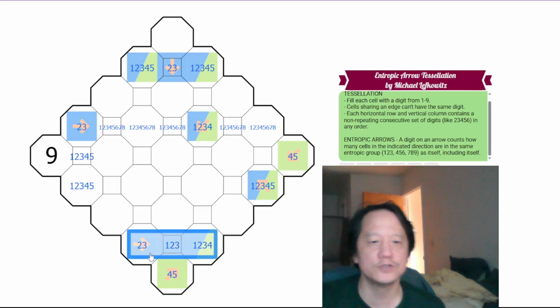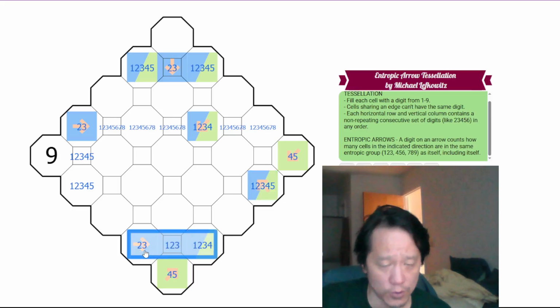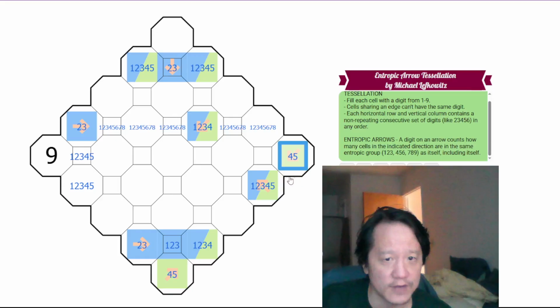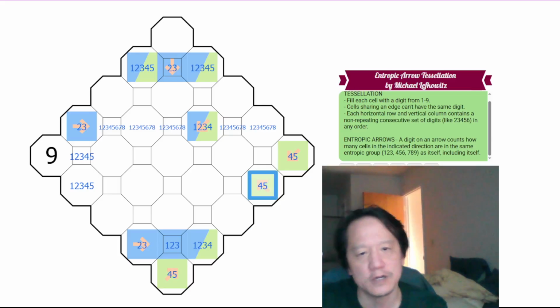So if this is 2, 3, 1, 2, 3, this is 4 and that's 4, and then this must be green. If this is 2, 3, 4, this has to be 5, and that's 5, and this has to be green. So no matter what, this is green. So this is always green here.